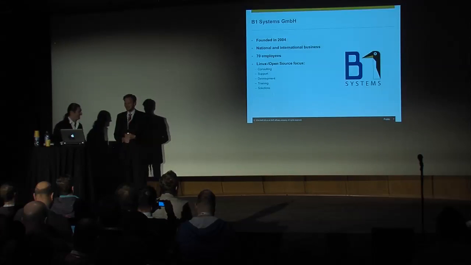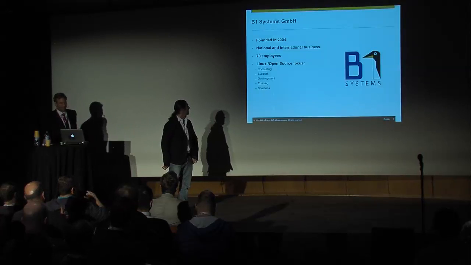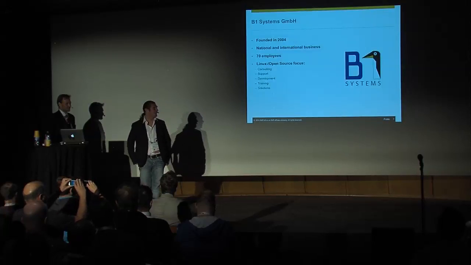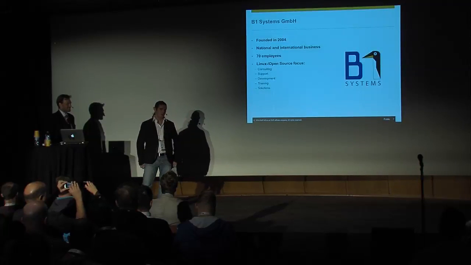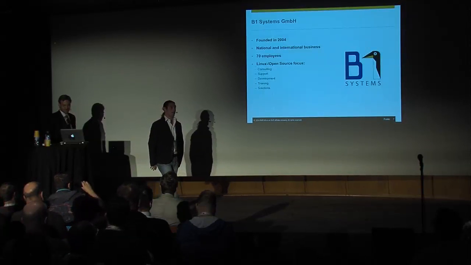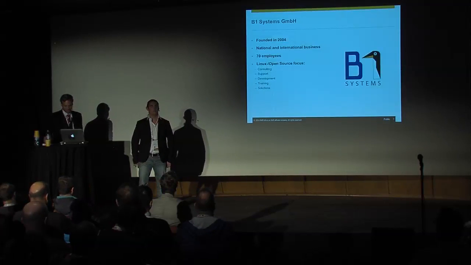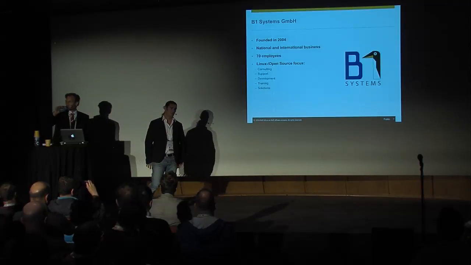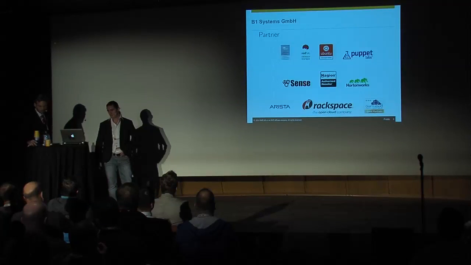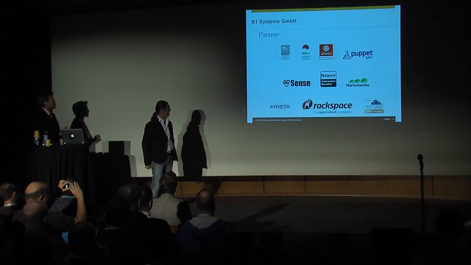So, thank you. My name is Ralf Dehner from B1 Systems. We were founded in the year 2004, so last month we had our 10th birthday. We are specialized in Linux and open source. At the beginning, we started with high availability and virtualization, and for the last 1.5, 2 years, we do a lot of projects in the OpenStack area. We have some partnerships with the mostly leading solutions which are necessary in a data center.